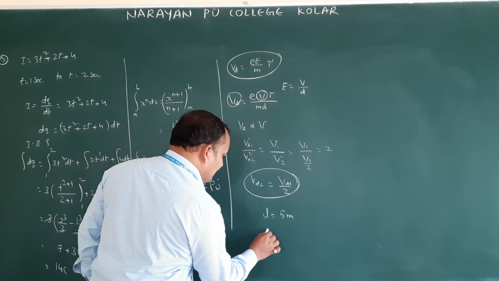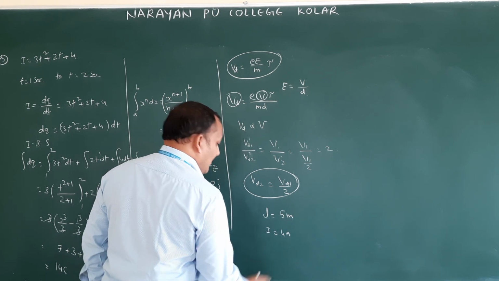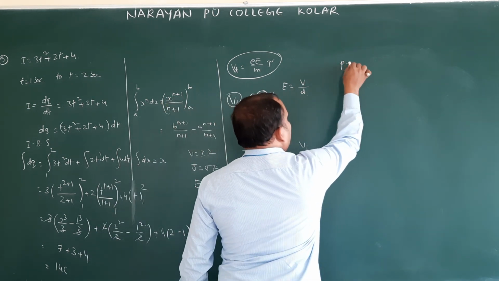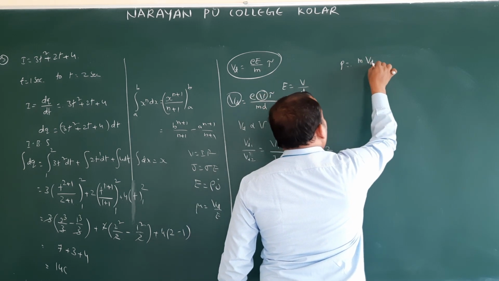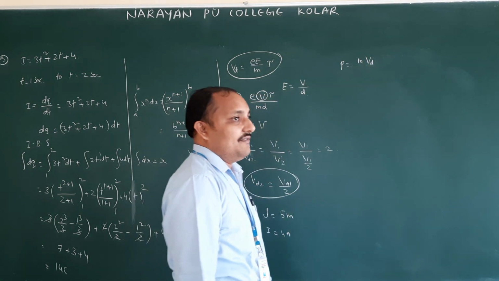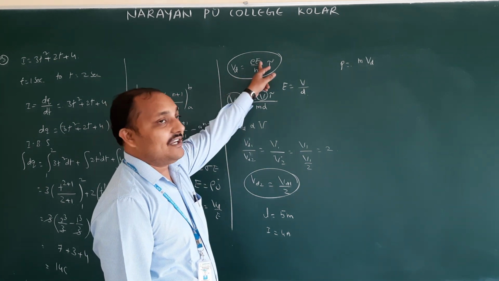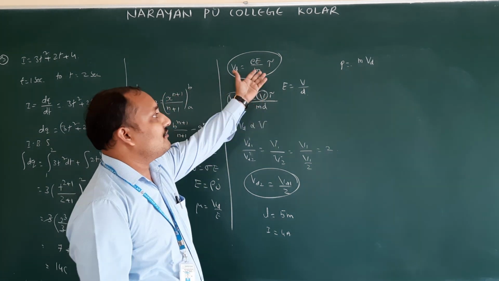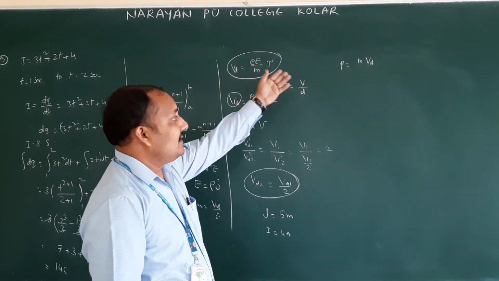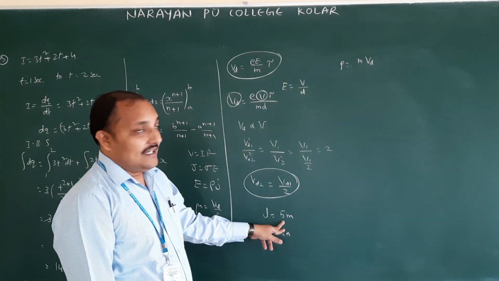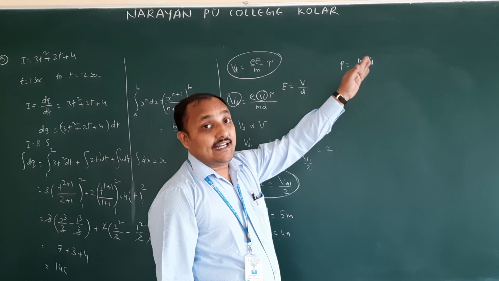Length 5 meters, current 4 amperes. They are asking for momentum, the product of mass and drift velocity. So you will need the drift velocity and current relation. The other equation is in terms of electric field, because there we wanted potential. But here they give current and length, therefore we use the drift velocity and current relation.